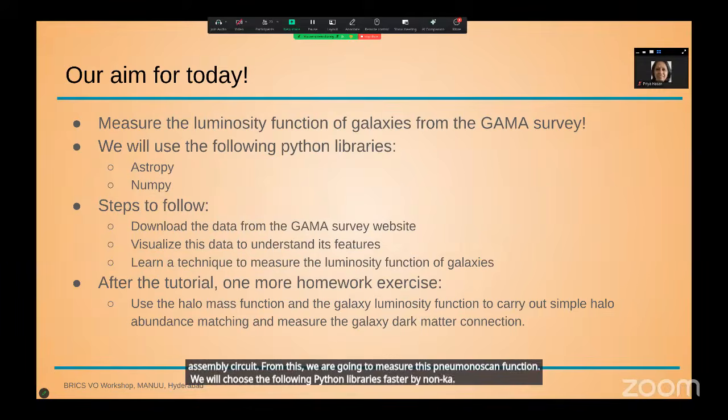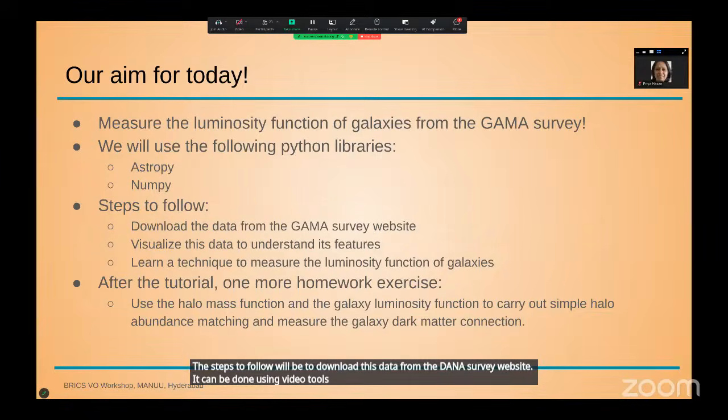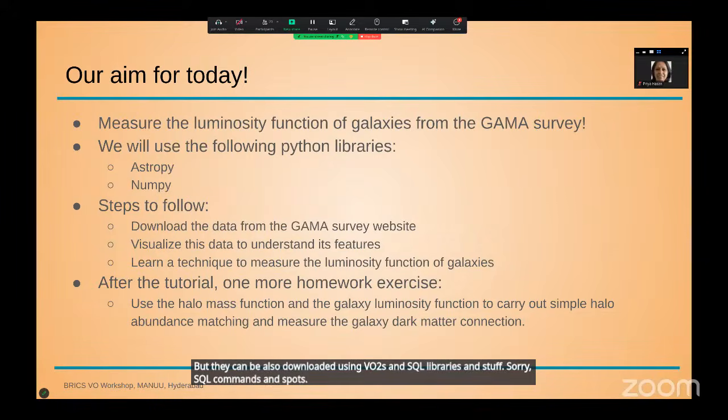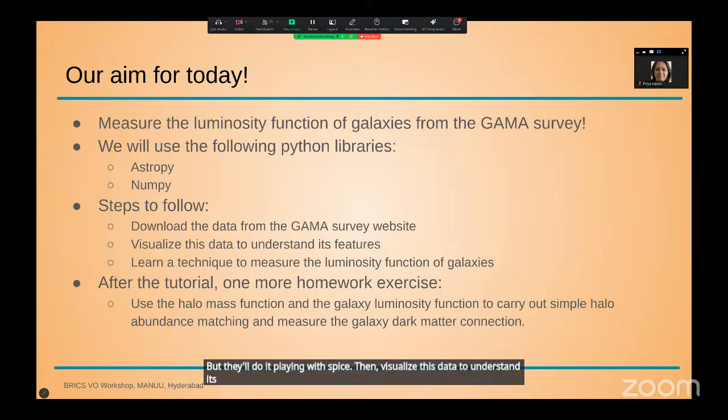The steps to follow will be to download this data from the GAMA survey website. It can be done using geo tools, but I'm just going to directly give you the URLs to these files. These are like 100, 200, 300 megabyte files. But they can also be downloaded using geo tools and SQL commands and so on. But we'll do it with plain text files. Then we'll visualize this data to understand its features. And then we'll learn a technique to measure this luminosity function of galaxies.